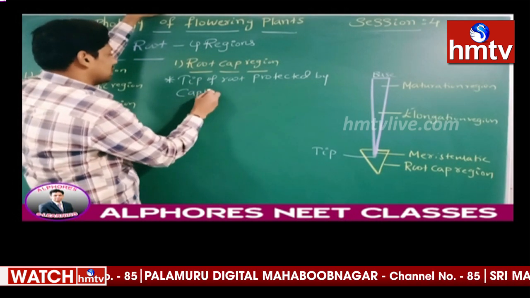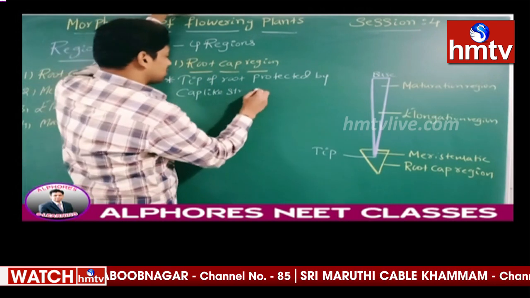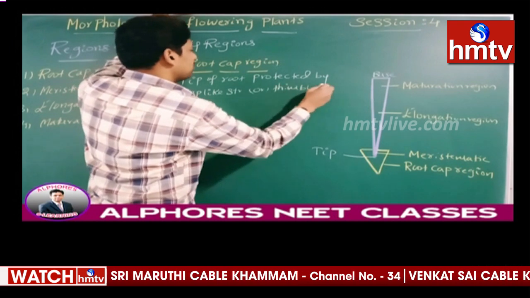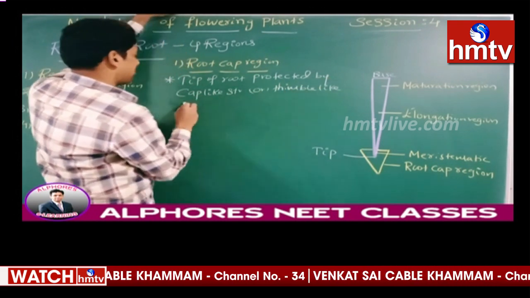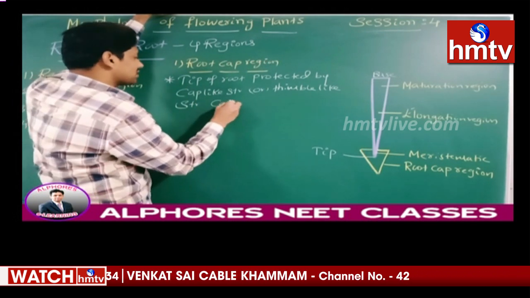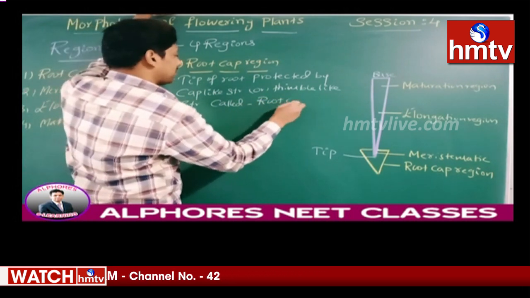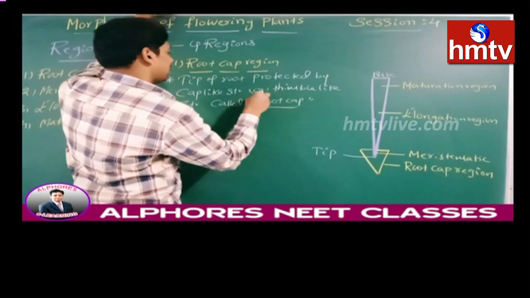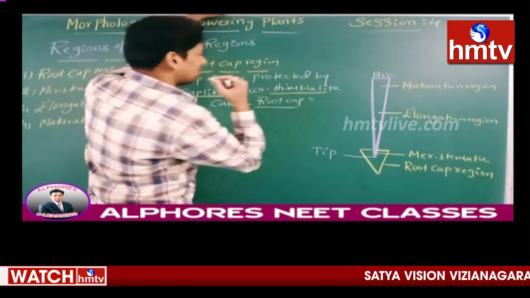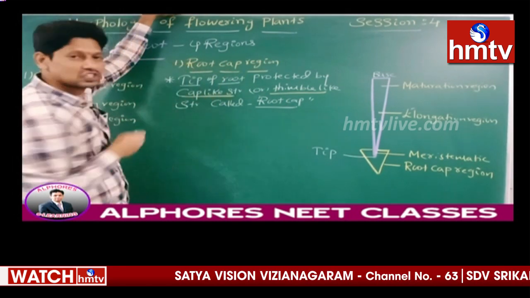The tip of the root is protected by what, sir? A cap-like structure, or thimble-like structure. What is this cap-like or thimble-like structure called? A root cap. Sir, this root cap is a cap-like or thimble-like structure. Where is it present? The tip of the root.